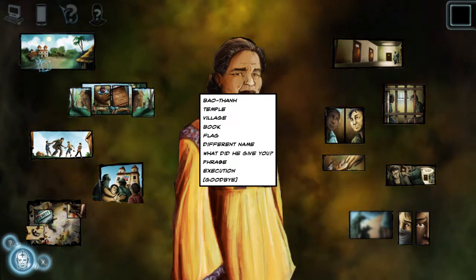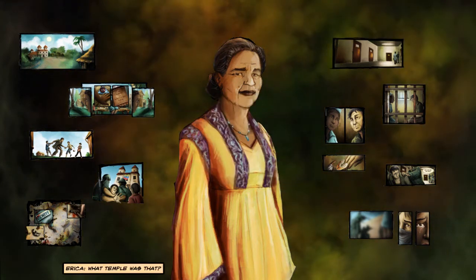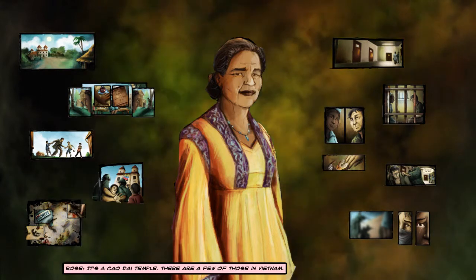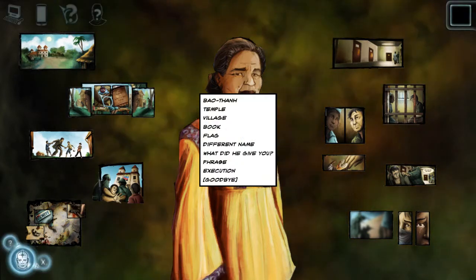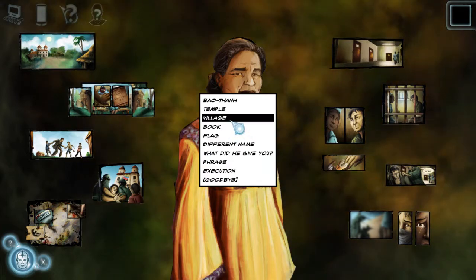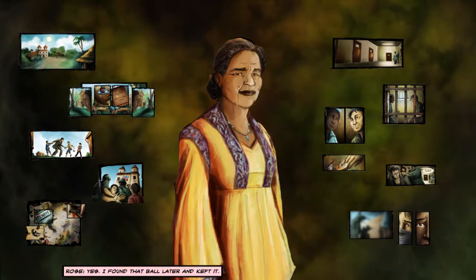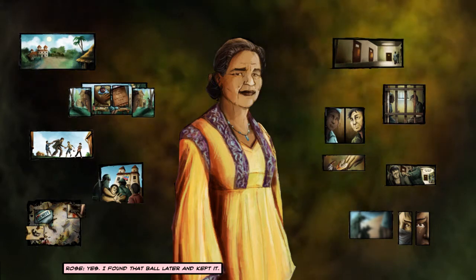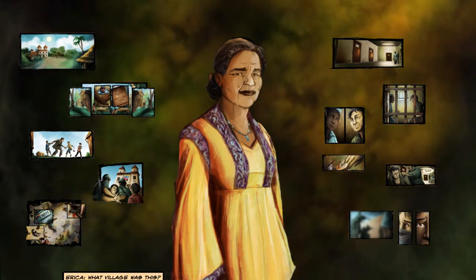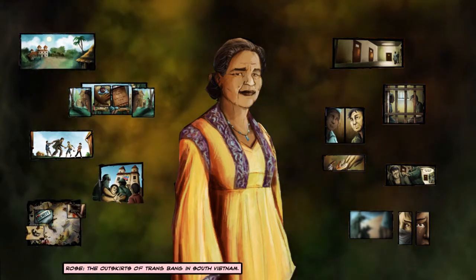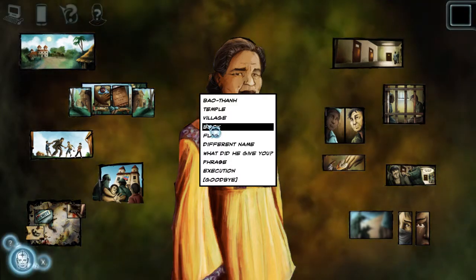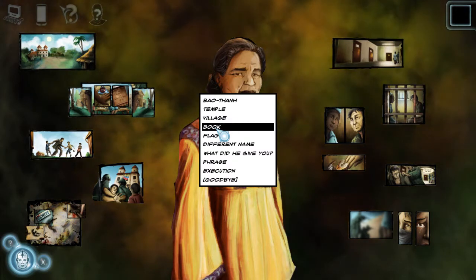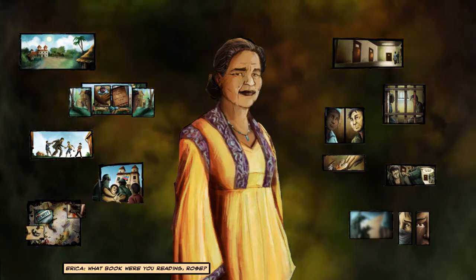Okay, so temple, this is referring to what was here. What temple was that? It's a Cao Dai temple. There are a few of those in Vietnam. Okay, so that's a certain religion. The kids were playing with a ball. Yes, I found that ball later and kept it. What village was this? The outskirts of Trang Bang and South Vietnam. So she also says what village it is. Trang Bang.